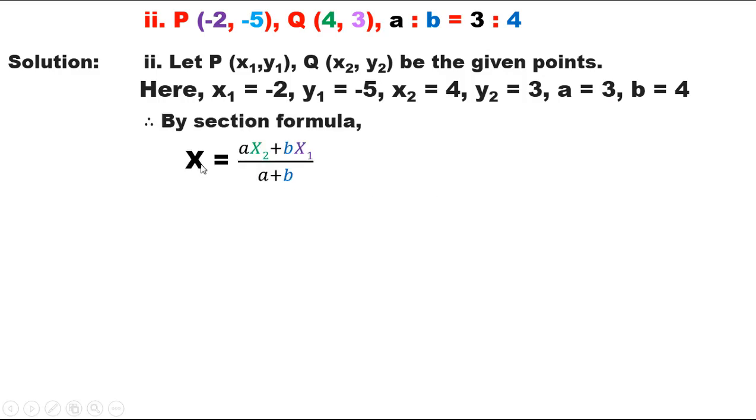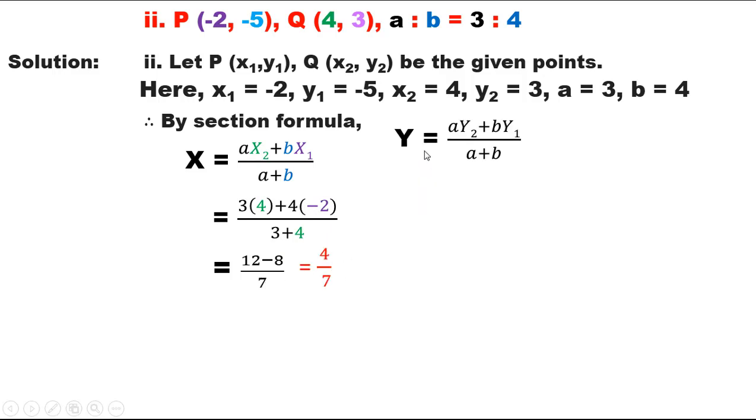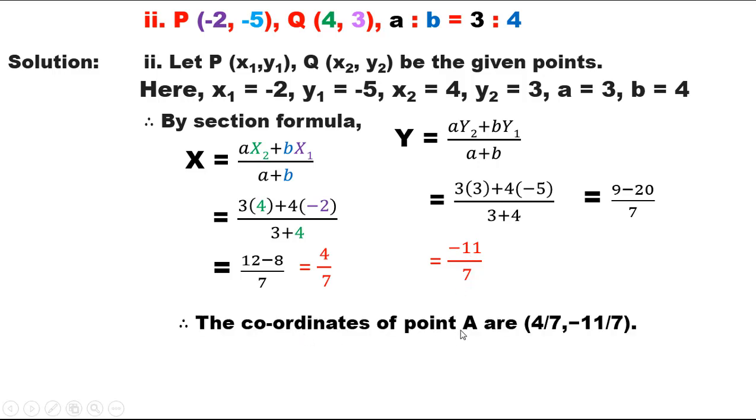By the section formula we get the x coordinate is equal to a into x2 plus b into x1 divided by a plus b. 3 into 4 plus 4 into minus 2 divided by 3 plus 4 is equal to 12 minus 8 divided by 7 is equal to 4 upon 7. The y coordinate is equal to a y2 plus b y1 divided by a plus b is equal to 3 of 3 plus 4 into minus 5 divided by 3 plus 4 is equal to 9 minus 20 upon 7. Therefore, the y coordinate is equal to minus 11 upon 7. The coordinates of the point A are (4 upon 7, minus 11 upon 7).